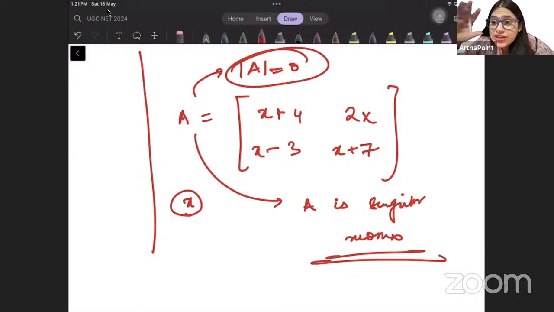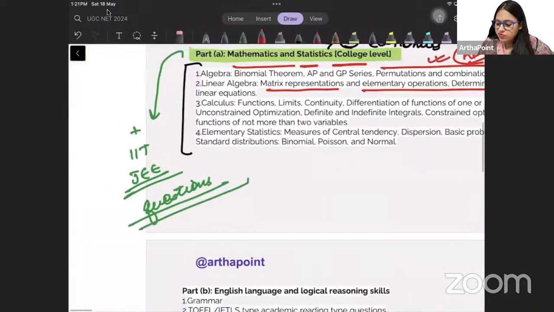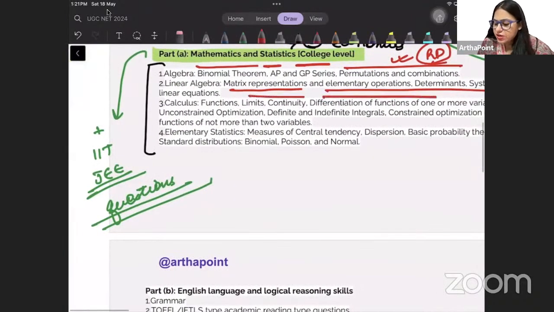So these properties you have to go back and revise. I have done this multiple times with you, even when I was revising for CUET maths. I had given you all the properties: when is a matrix a singular matrix, what is the rank of the matrix. So you need to revise all those concepts also, right? So this is about your matrices. Then limit, continuity, differentiation, basic questions will come.